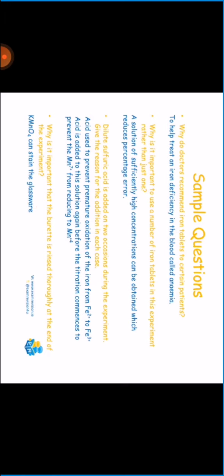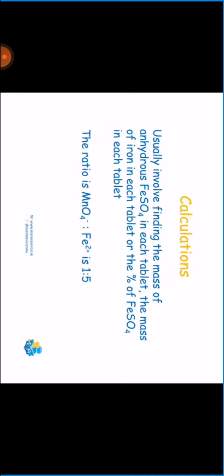Other questions that could come up in this experiment would be, why do you read from the top of the meniscus? That's because KMnO4 is a heavily coloured solution, or a dark coloured solution. Calculations with this experiment usually involve finding the mass of anhydrous iron 2 sulfate in each tablet, then the mass of iron in each tablet, or the percentage of iron sulfate in each tablet. It's important to know that the ratio for this experiment is a 1:5 ratio.